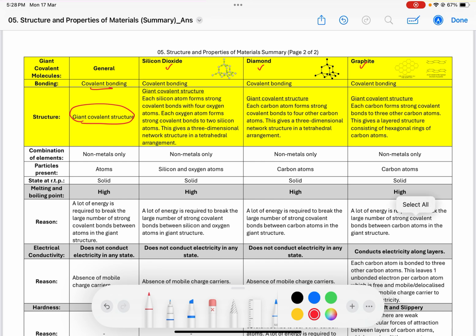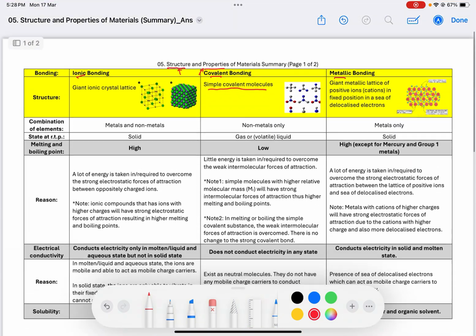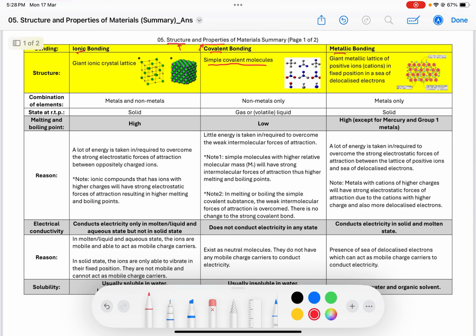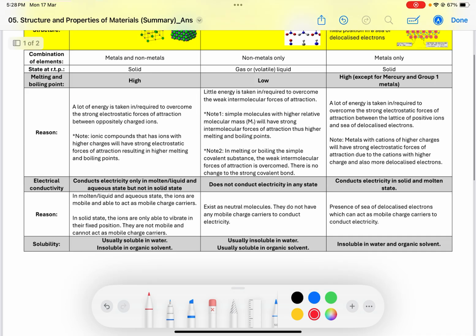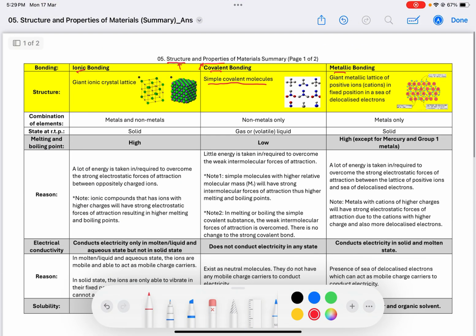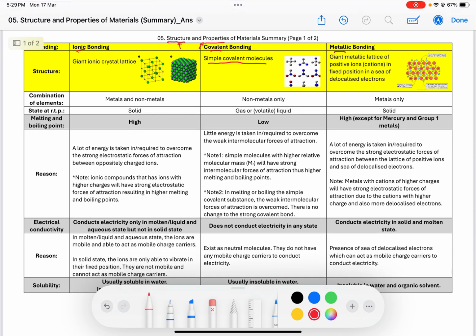Just to highlight once again, the first page will be on ionic bonding, covalent bonding for simple covalent molecules, and then we'll be doing metallic bonding. That's the first page, and the second page will be dwelling into the giant covalent structures. Okay, so let's start. First up, ionic bonding.